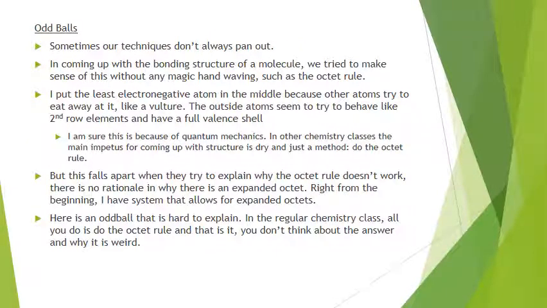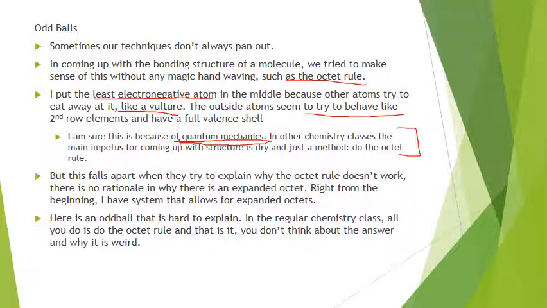Okay, oddballs. Sometimes our techniques don't always pan out. In coming up with the bonding structure of a molecule, we tried to make sense of this without any magic hand waving, such as just the octet rule. The way that I did it, I put the least electronegative atom in the middle because other atoms try to eat away at it like a vulture. The outside atoms are like the vulture. What they try to do, in a sense, is fill their valence shell. I'm not really sure what's behind it, but I'm sure there's a strong quantum mechanical method to explain it, and not just saying octet rule.